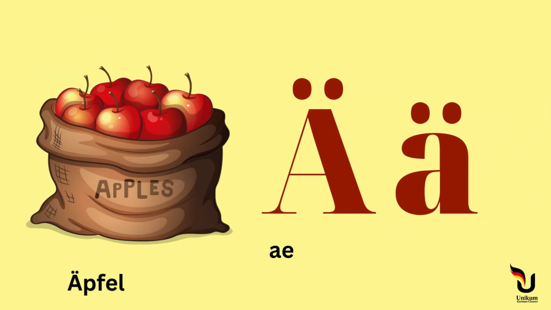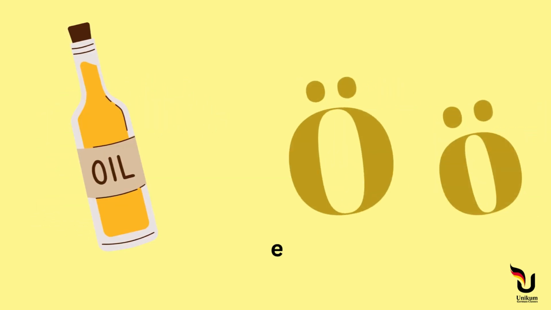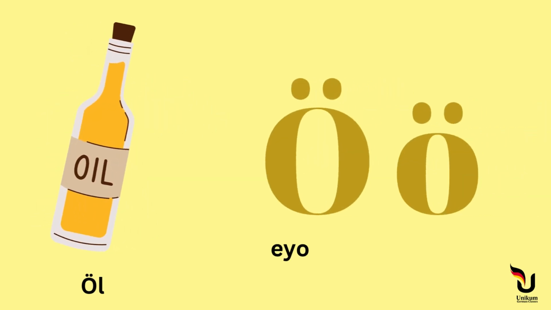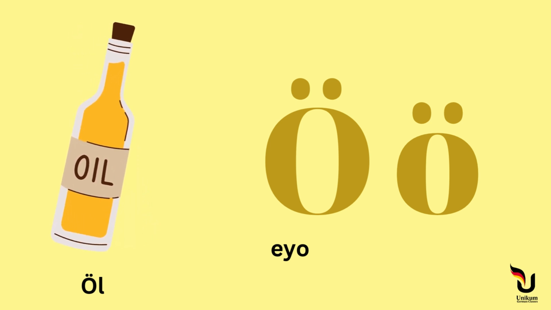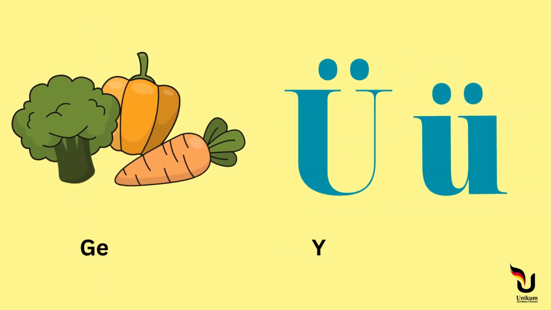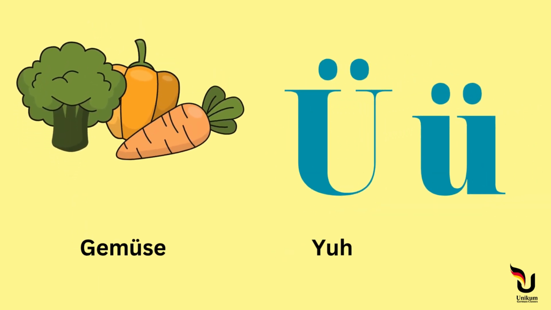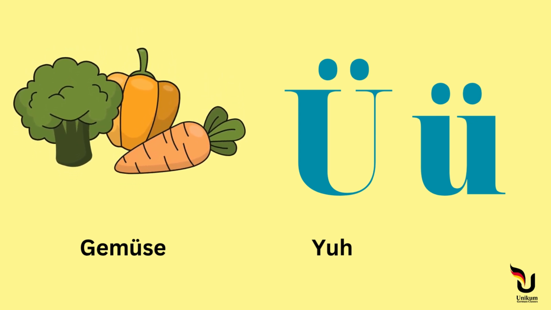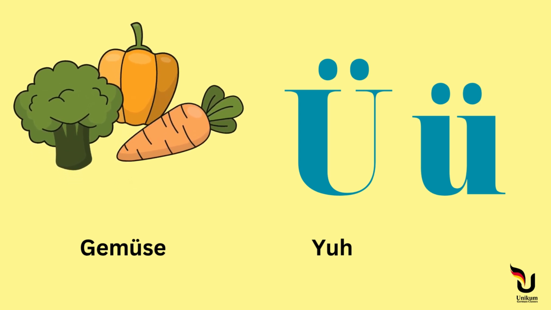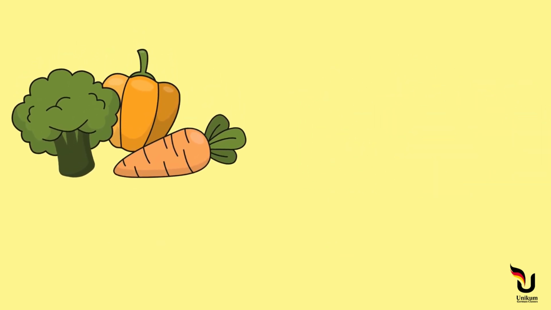A umlaut has the same pronunciation as the letter A. So the word would be pronounced as Äpfel. O umlaut, the pronunciation is O. So the word would be pronounced as Öl. The letter U umlaut is pronounced as U, as in the English letter U. So the word is pronounced as Gemüse.